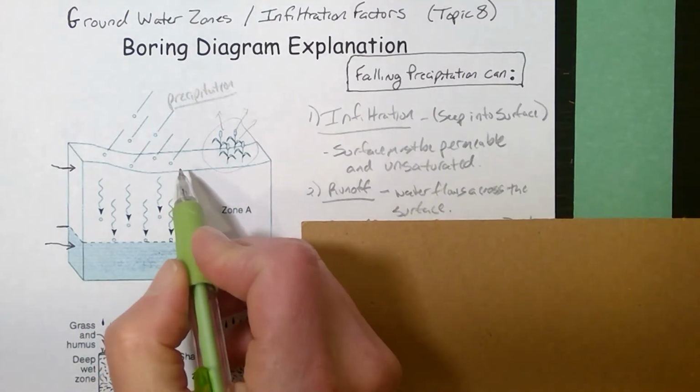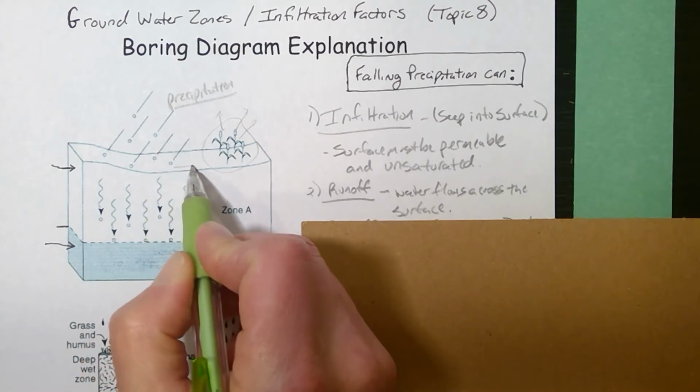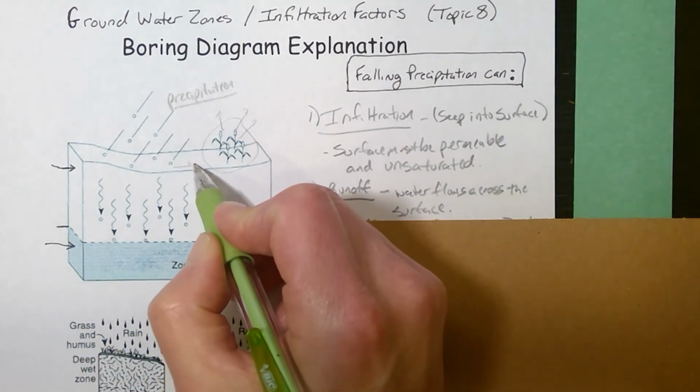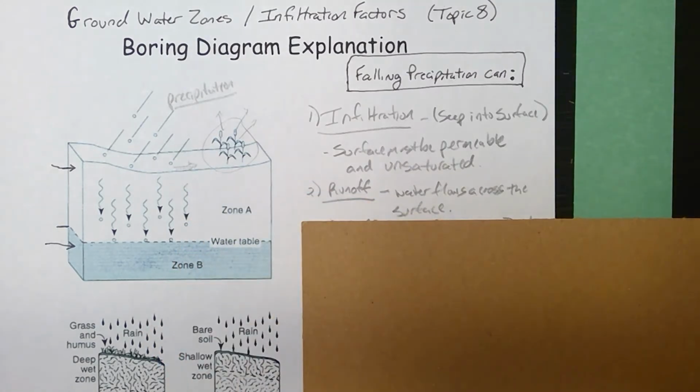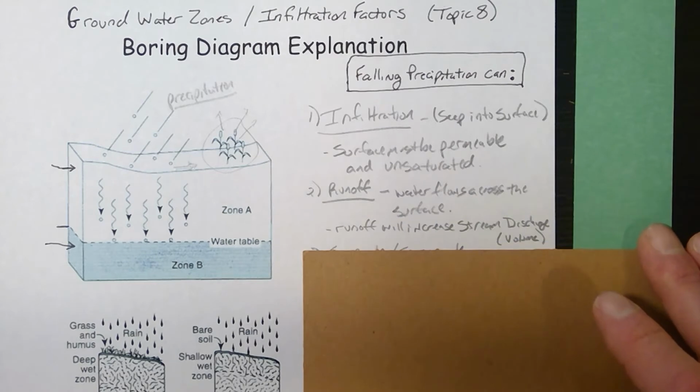Okay, runoff would mean instead of infiltrating, the water would flow across the surface. Where is that runoff going to collect? It's going to collect into streams and rivers and lakes. Eventually, all the water makes its way back to the ocean because of the water cycle. But when you look at runoff, as water flows across the surface, it will increase the level of water in the streams. Usually that's described as the stream discharge or the stream volume.